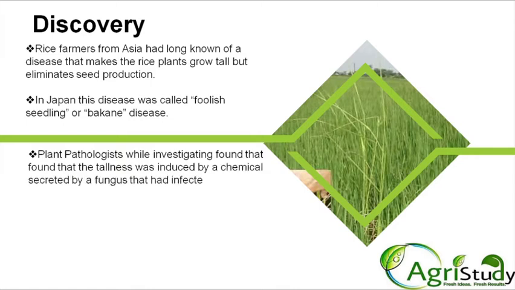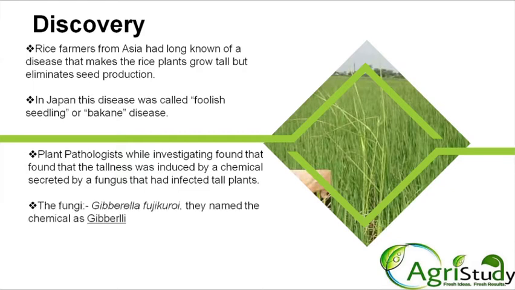Later, there were trials to find out what the reason was behind this. Then the plant pathologists, while investigating the disease, found that this tallness was induced by a chemical from a fungus that had infected these tall plants. These tall plants had been infected by a fungus, Gibberella fujikuroi, that secretes some chemical. That is the reason for this tallness, and that is the reason for the non-seed production of these seedlings. The fungus was Gibberella fujikuroi, and the chemical they named gibberellin is responsible for the tallness.